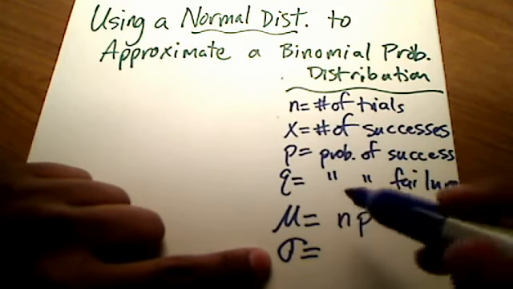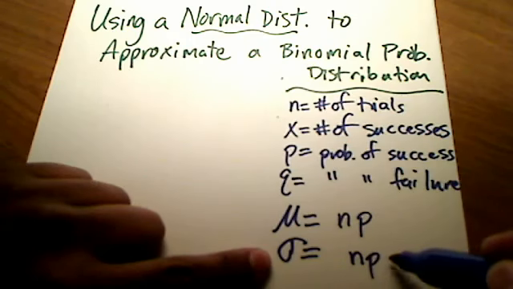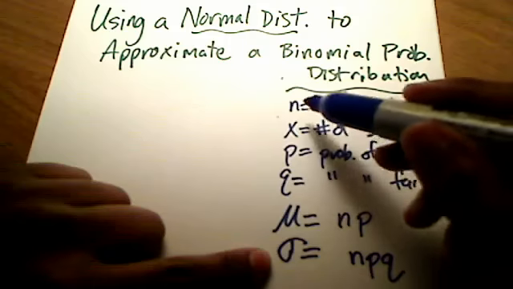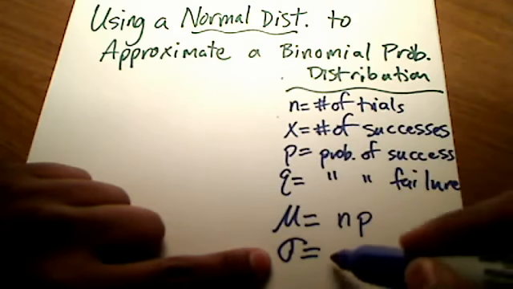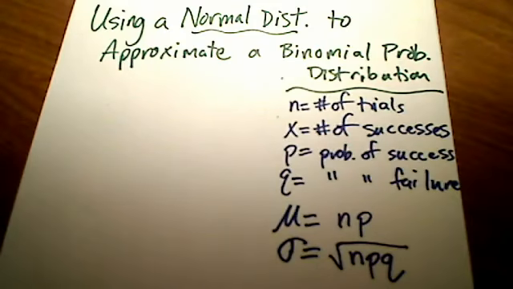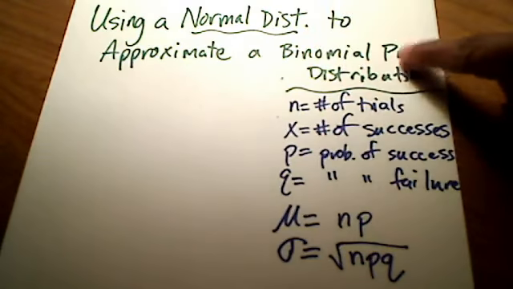And the standard deviation, well, that's a little bit deeper. It's actually the square root of n times p times q. Right? You can multiply these three things, the number of trials, the probability of success, and the probability of failure, and then square root that value. Alright, so that's just a quick recap of binomial probability distributions. Now, how do we use a normal distribution to approximate this?